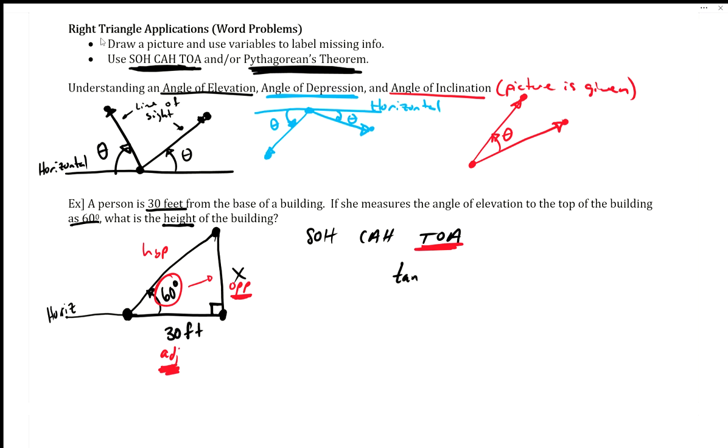So I have tangent of 60 degrees is equal to opposite x over adjacent 30. I know the tangent, and we can still always write that out. Tangent of an angle is opposite over adjacent. I just plugged in the angle was 60, opposite was x, and adjacent was 30. I want to get x by itself, so we multiply both sides by 30. And that would give us x by itself, so we have 30 times tangent of 60 degrees is x.